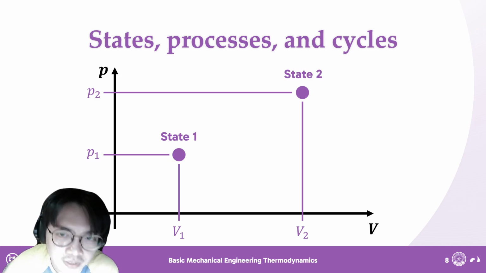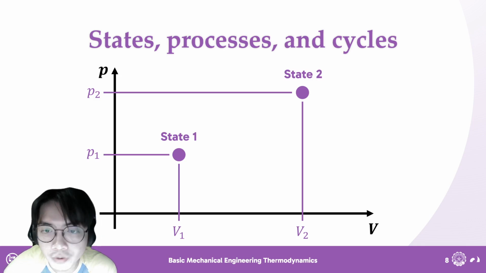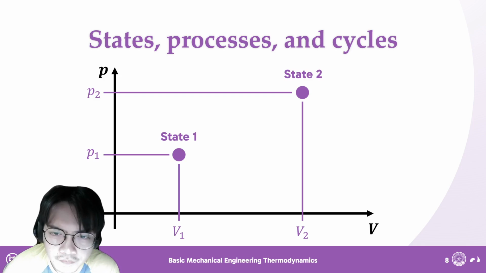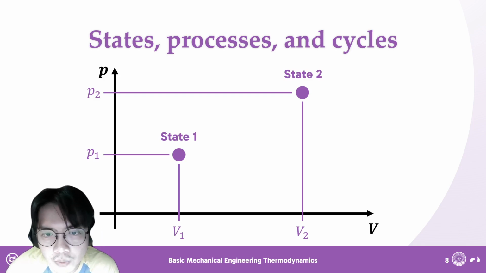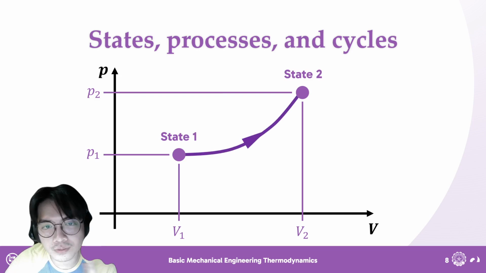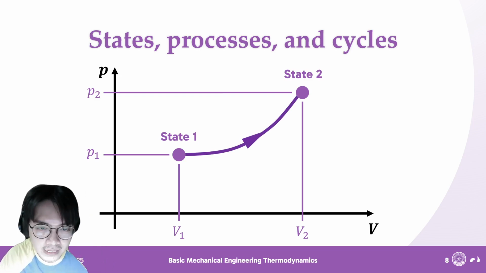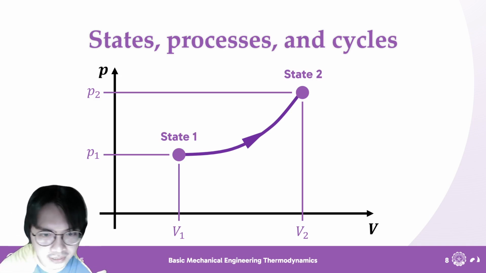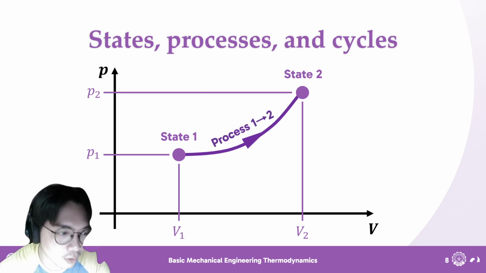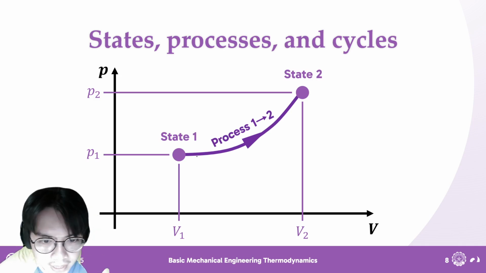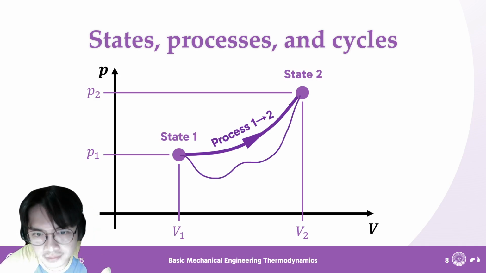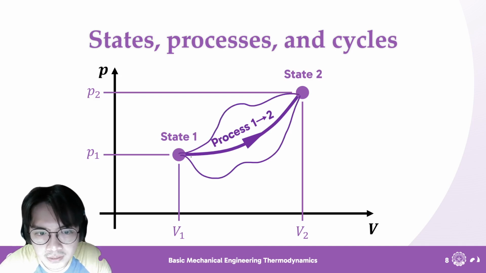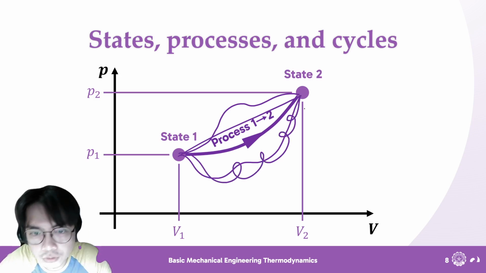And if you want to go from state 1 to state 2, the fluid or the gas has to undergo what we call a process. And the process, if you have guessed it, is going to be a line or a curve between the two states. And mind you, this is not the only process that is available out there, but I will call this process 1 to 2. What do I mean? This is a particular process as well. This one, a straight line, is also a process. And this loopy one is also a process.